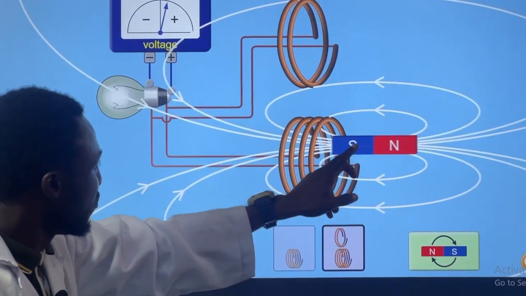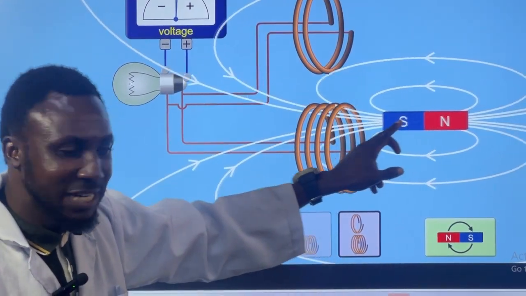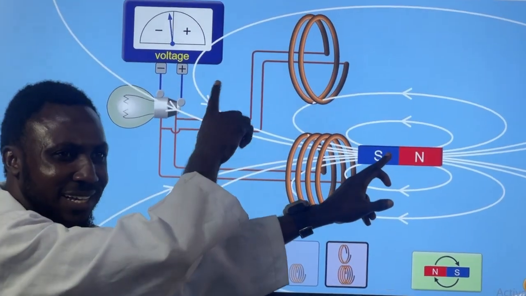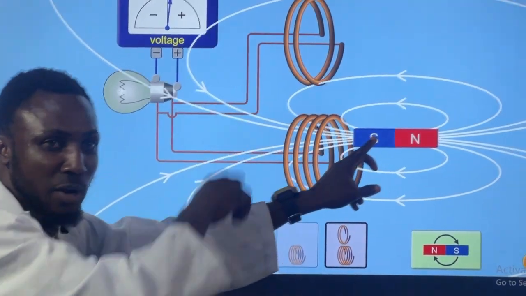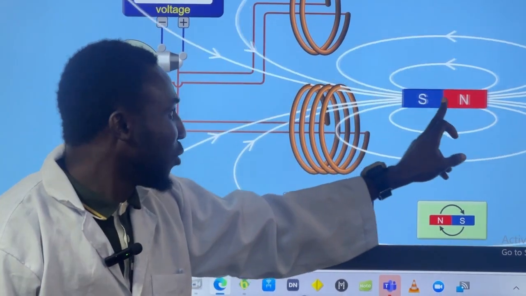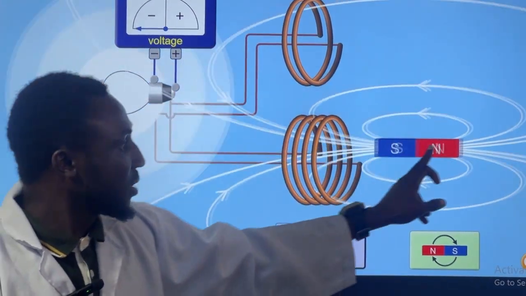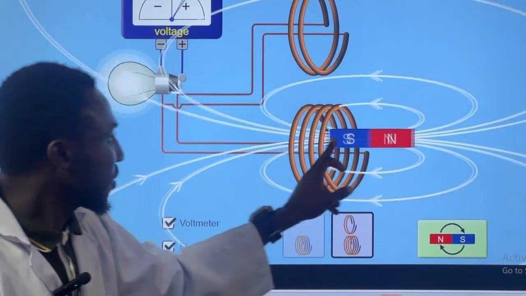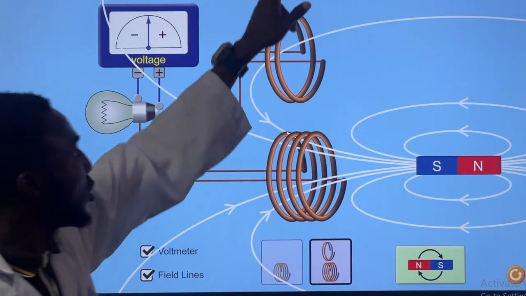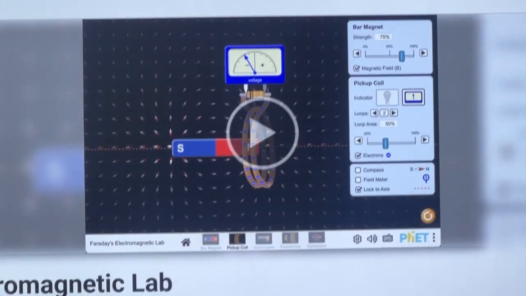Look at it, if the value of the speed is small, what can you see here? You can see that the movement of the pointer is also slow, right? But you can see that when I move the magnet very fast, you can see the pointer of the voltmeter move fast. So this is what Faraday says. Another thing I want to show us today is another demonstration of Faraday using the same principle.